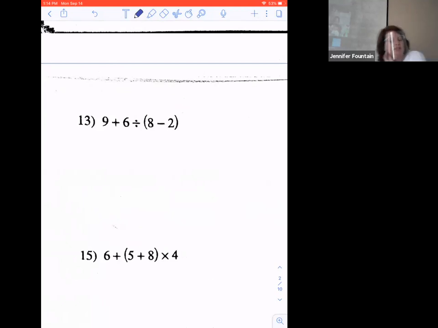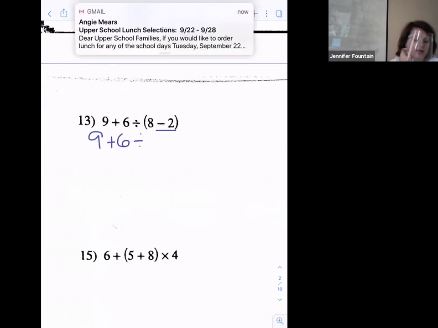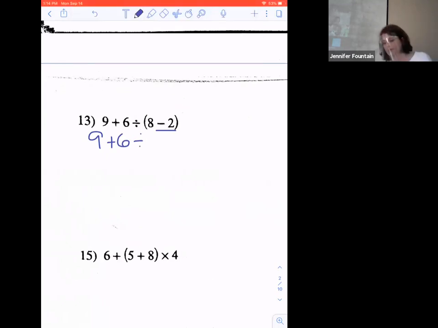I have 9 plus 6 divided by 8 minus 2. What do I need to do first? I need to do parentheses first. So I'm starting with that 8 minus 2. So I have 9 plus 6 divided by, and what is 8 minus 2? 6. All right, I have addition and then division. So what do I need to do first? Division first. So 6 divided by 6 is 1. So I have 9 plus 1 is 10. Okay.